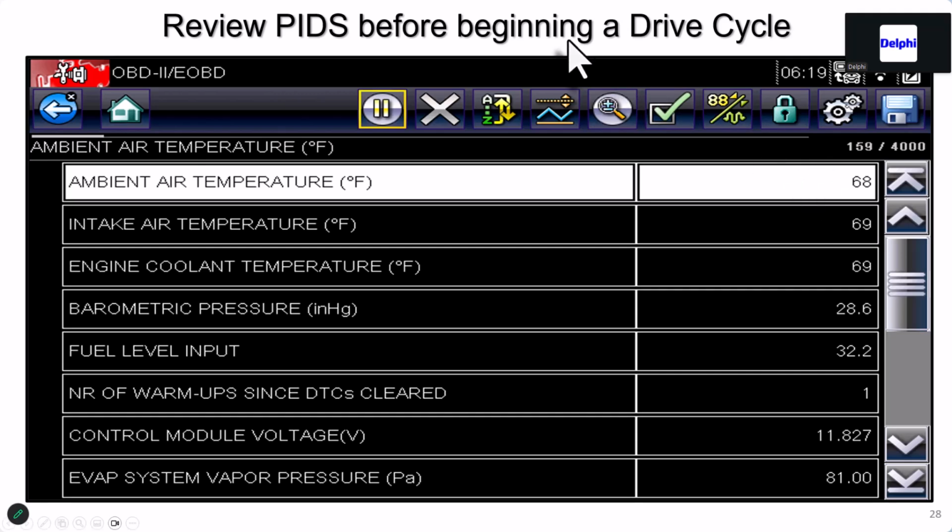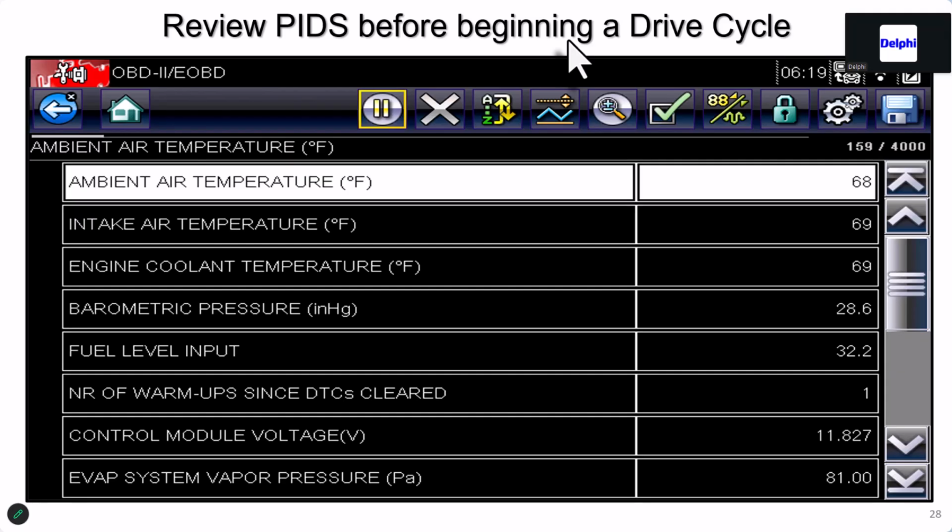Now, when you're doing this checking and you want to run any kind of monitor test, please verify this information. Don't drive blindly. Don't fire the car right up. Ambient air, all your CAN cars, 2008 and newer, have ambient air temp, intake air temp, coolant temp.